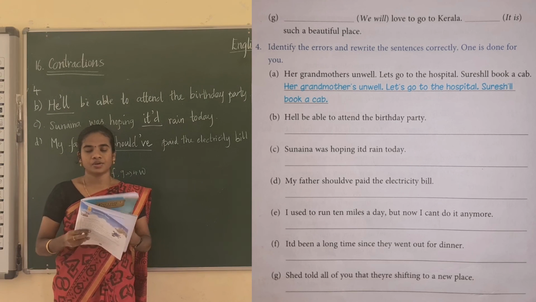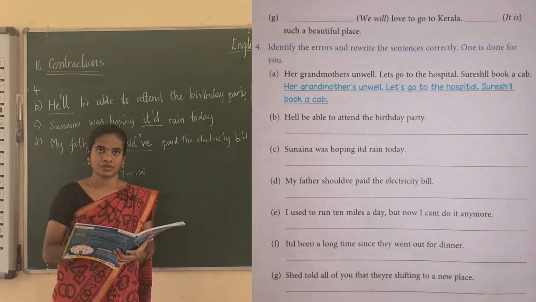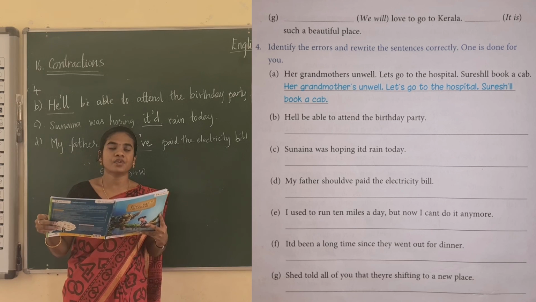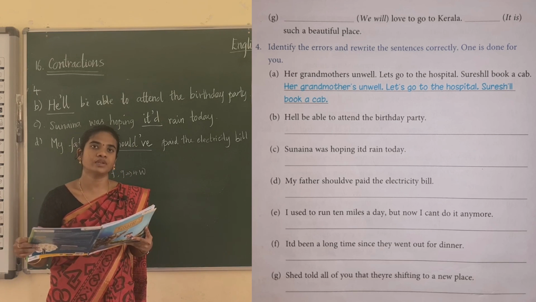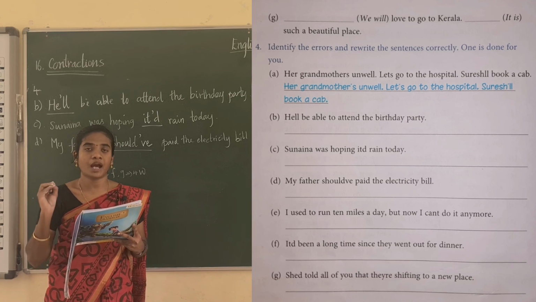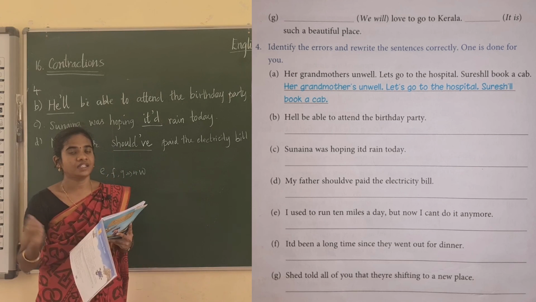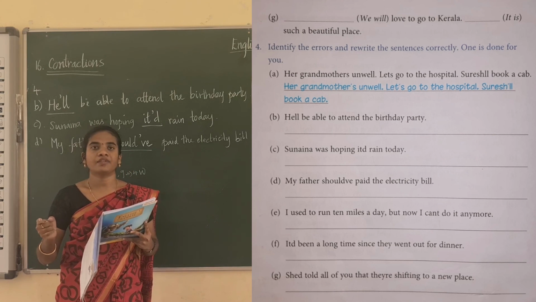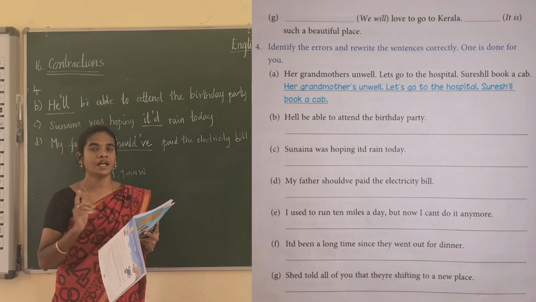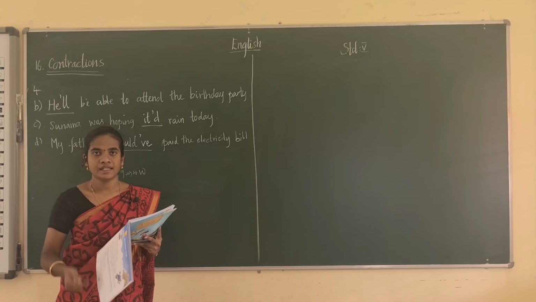So what did we learn today? We have learned about contractions. What is a contraction? It is a short form of a word or phrase. It is formed by removing one letter or more than one letter, and we have to put an apostrophe for the missing letter. For some words we have two expanded forms, which we have to understand from the context, or by seeing the tense of the verb. So it depends upon the sentence.